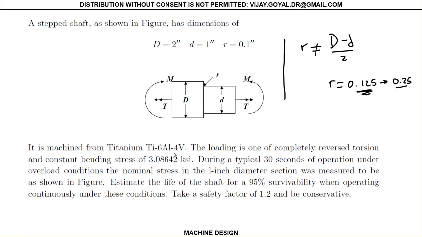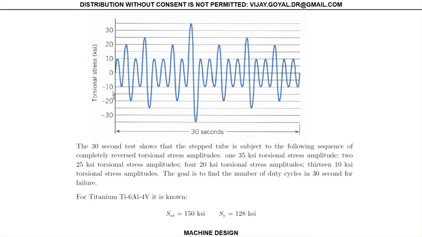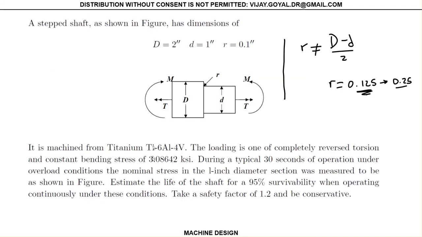This particular part is machined from titanium alloy, and it has the following loading condition. It's a completely reversed loading condition, and is given by the following plot. It's completely reversed, and you can see it has a zero mean here. That's the pattern that it has, and it has a constant bending stress of this value. During a typical 30-second operation under operating conditions, the nominal stress, with a diameter of 1 inch, was measured as shown in the figure.